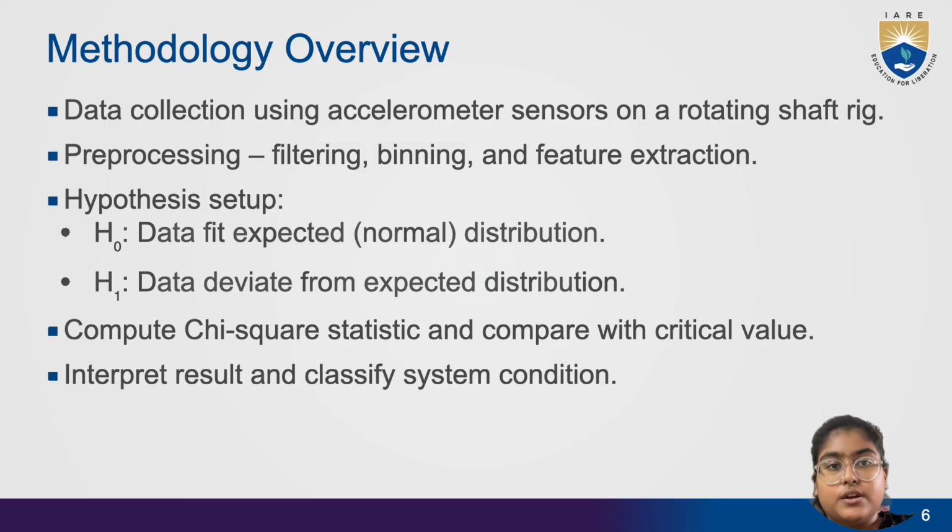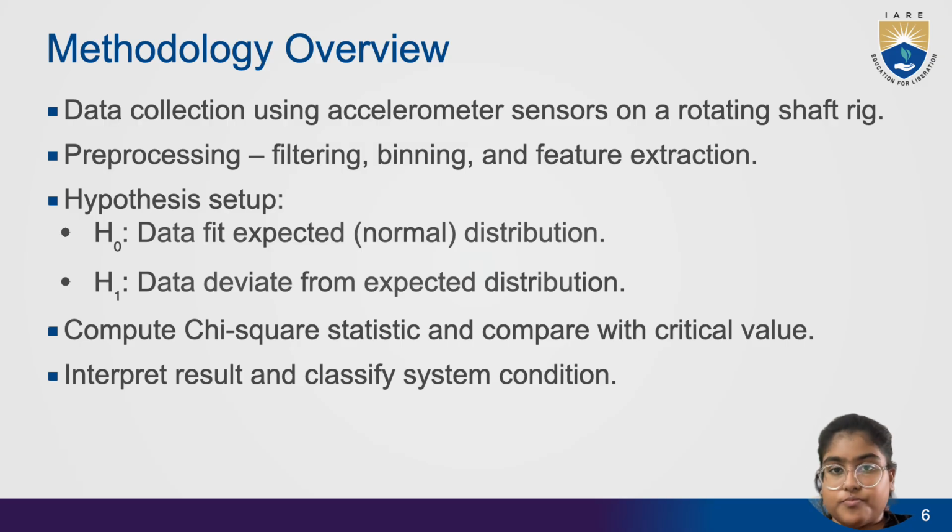The methodology here follows a structured approach. Step 1, data collection. Vibration data were captured using accelerometers attached to the shaft rig. Step 2, pre-processing. Signals were filtered to remove noise and divided into amplitude intervals or bins. Step 3, hypothesis formulation. H0 is where the data follows the expected normal distribution, and H1 is where the data does not follow the expected distribution.